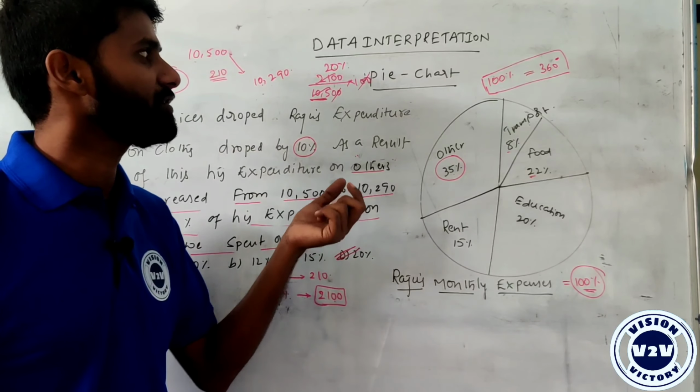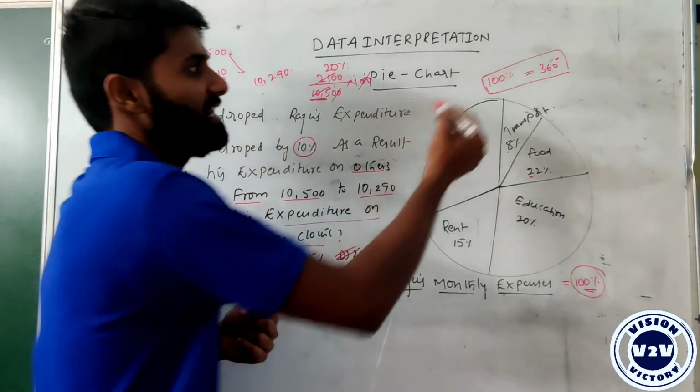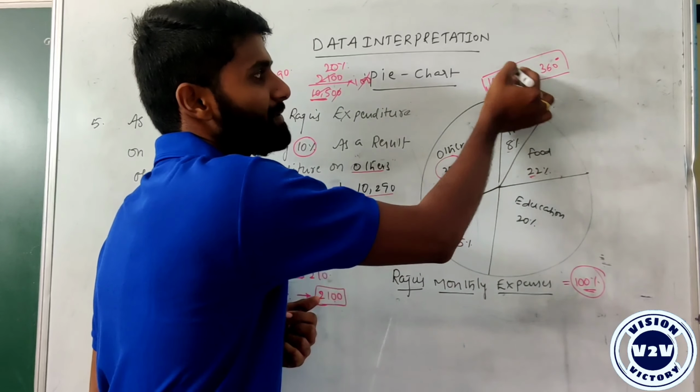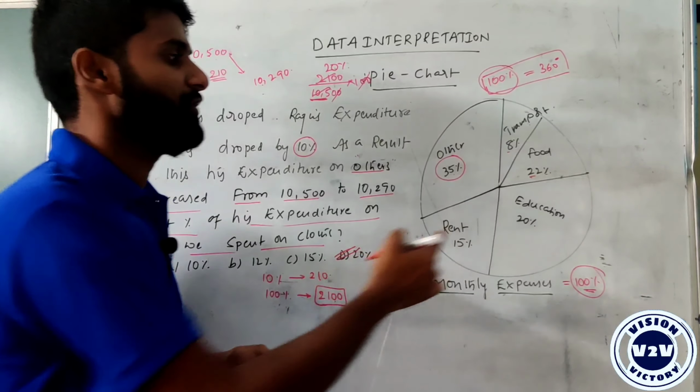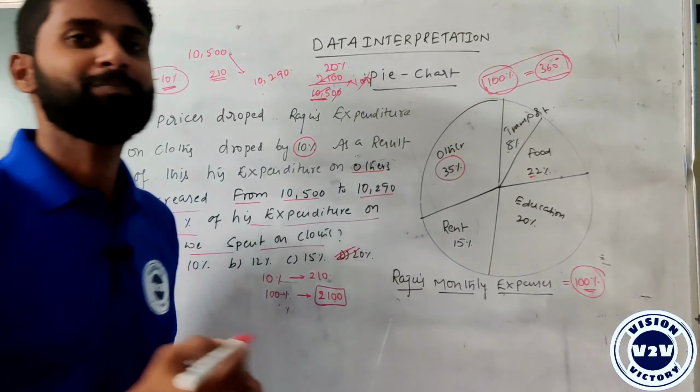So these are the questions related to the pie chart. If the comparison is in terms of percentage, the value becomes 100. If it is a degree, the comparison goes for 360 degrees.